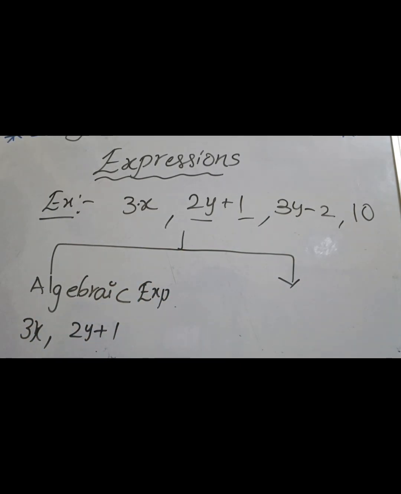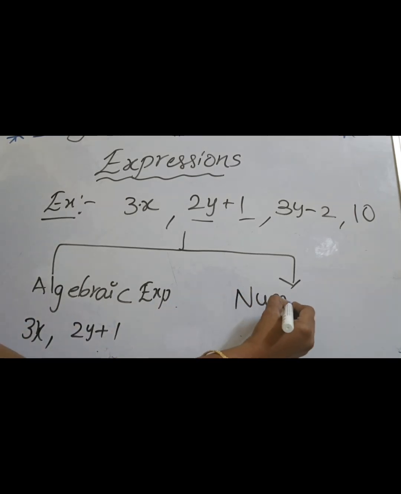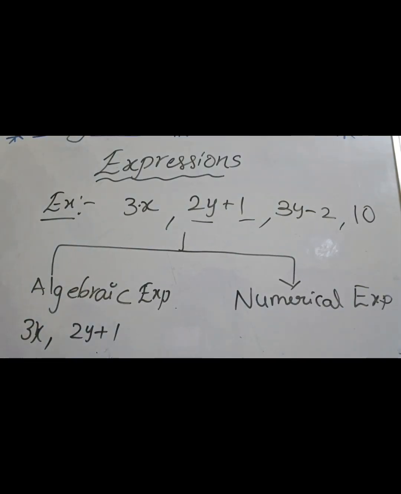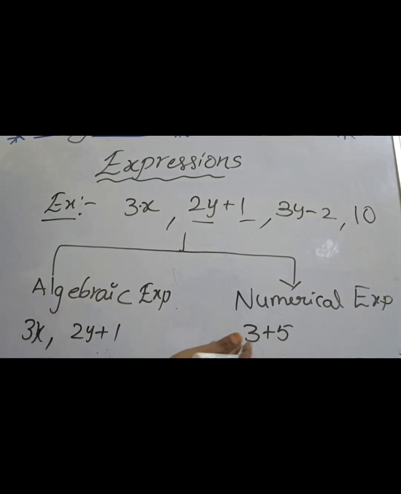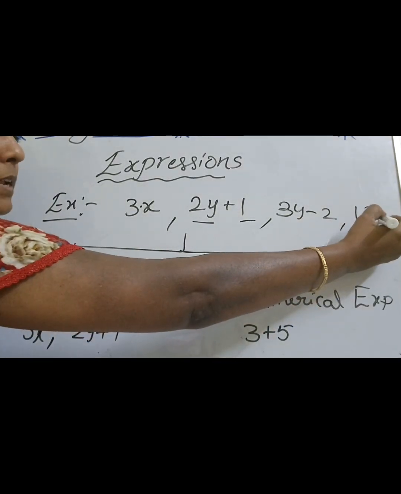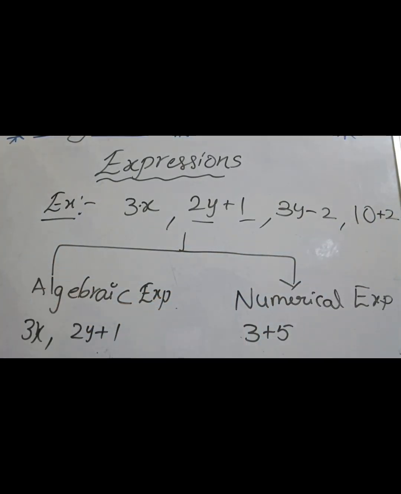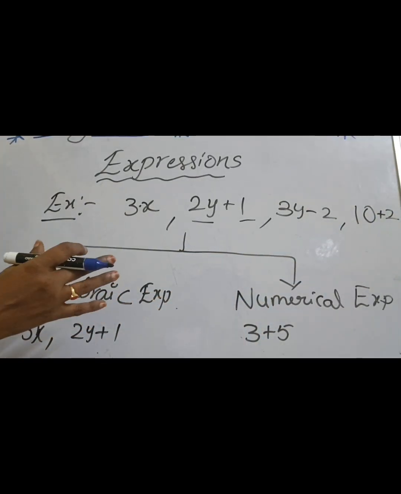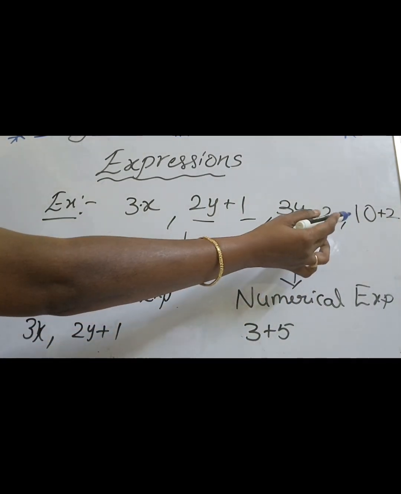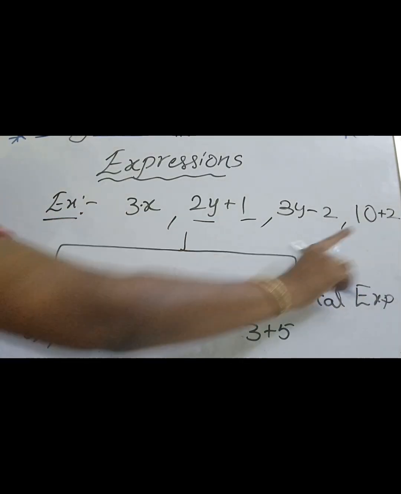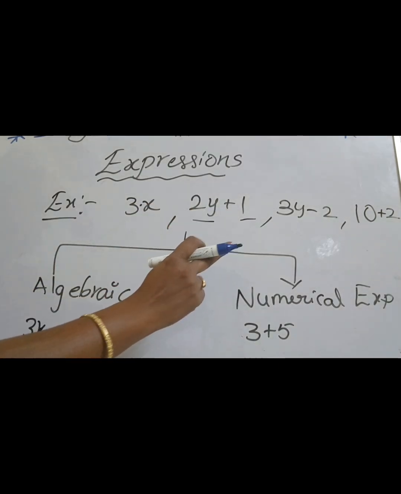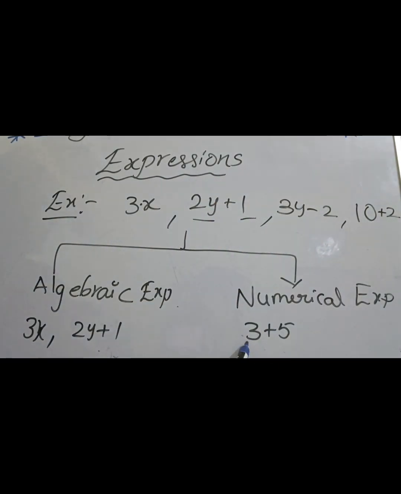Now next, the second one is numerical expression. Numerical expressions mean only numerals. Means 3 plus 5 is also one numerical expression. In this example, 10 plus 2, 10 minus 2, like that we can take. Not only 10, because we said the expression is nothing but connected by some symbols, right? Before, only 10 was there, I didn't take the operation. Now this is actually the correct one: 10 plus 2, that is one expression. Which type of expression? Only numerals are there, that is called a numerical expression.